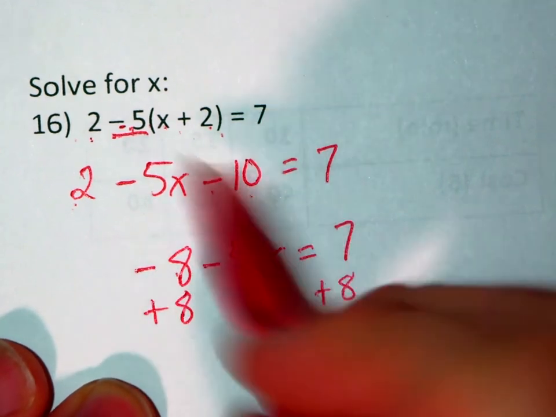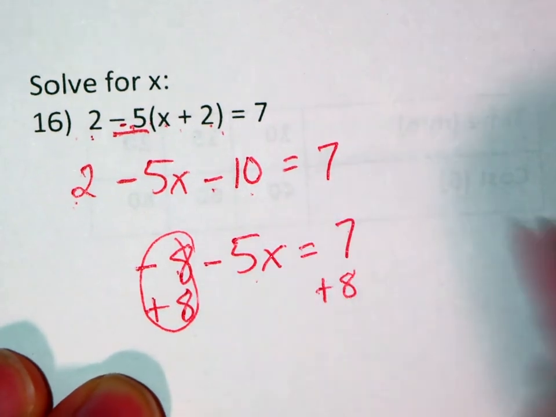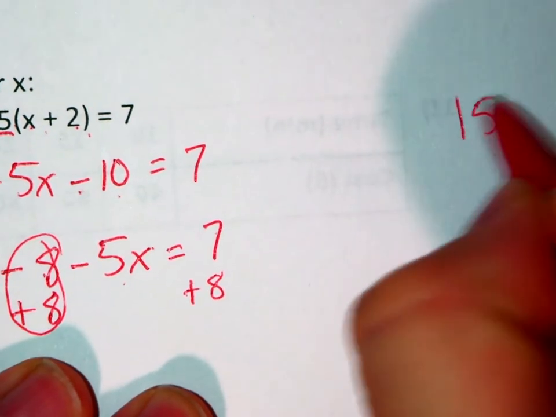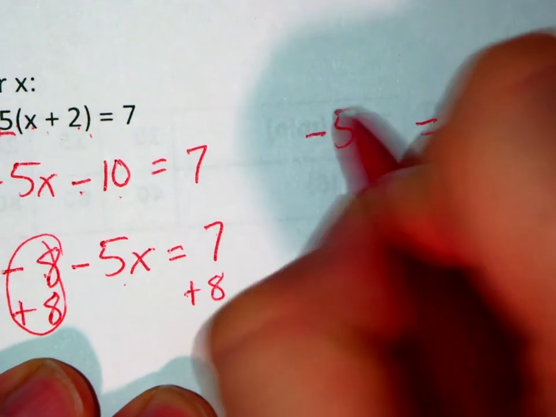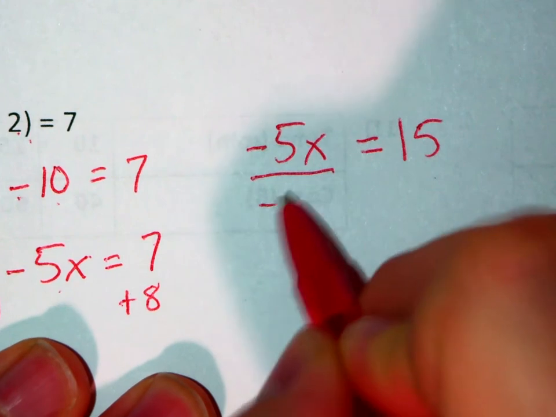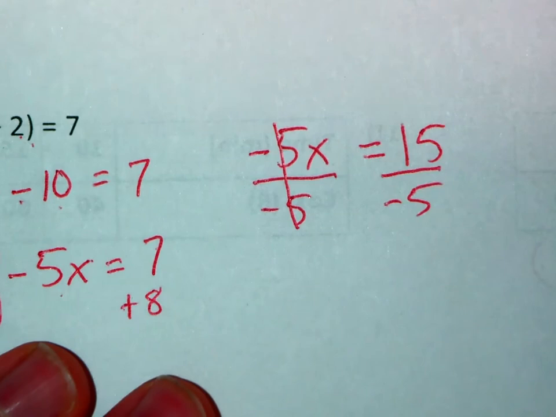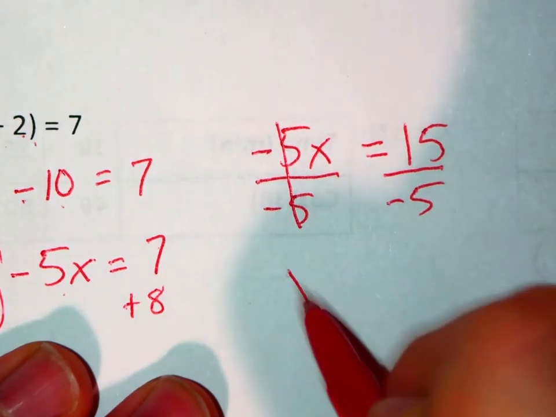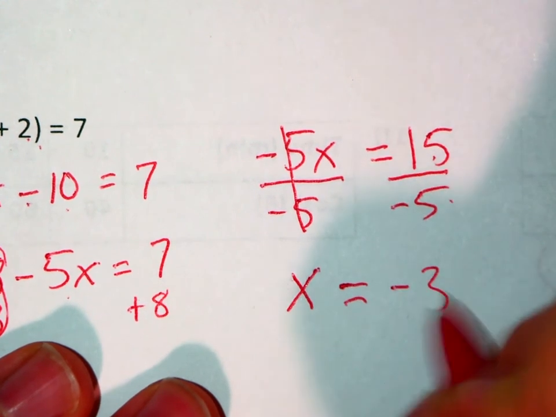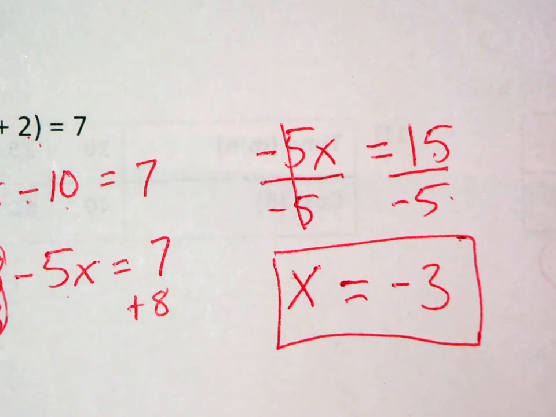Negative 8 plus 8 would cancel out the 8. That would make 0. 8 plus 7 is 15, so 15 is equal to negative 5x. The next step would be to divide by negative 5. Negative 5 divided by negative 5 is positive 1, so that would leave me with x all by itself. Positive 15 divided by negative 5 is negative 3. So my solution when I solve for x equals negative 3.